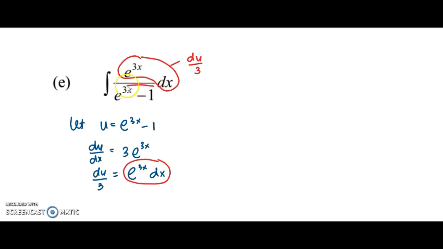And then 1 over e power of 3x minus 1. Because this is a denominator, it will be 1 over e power of 3x minus 1, which later is going to be u. Now I'm going to write it all in terms of u. So this is du over 3. The du you put at the end, and the 1 over 3 you bring outside as a coefficient. 1 over e power of 3x minus 1 is going to be 1 over u.